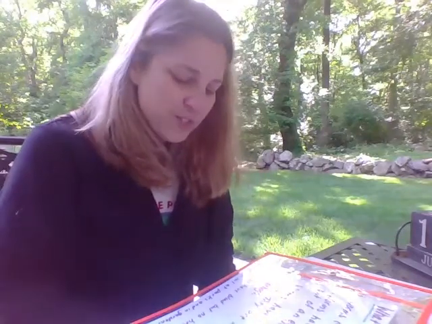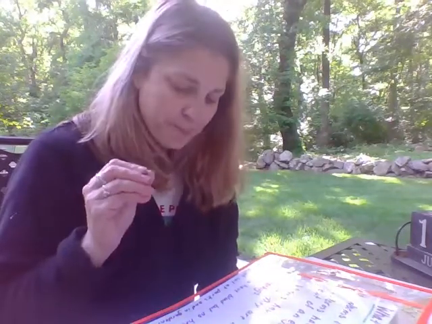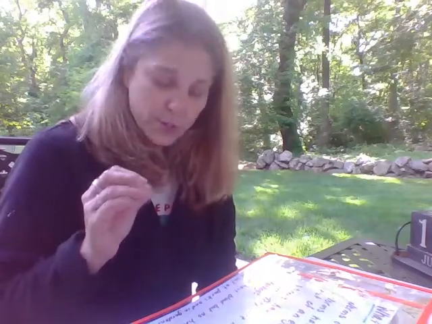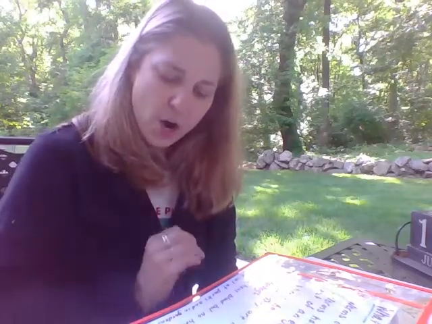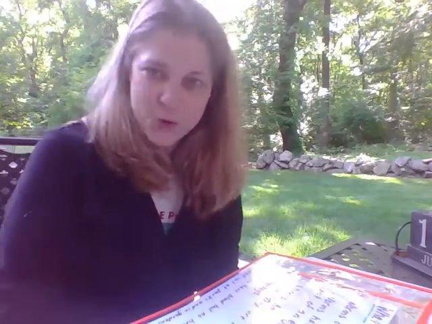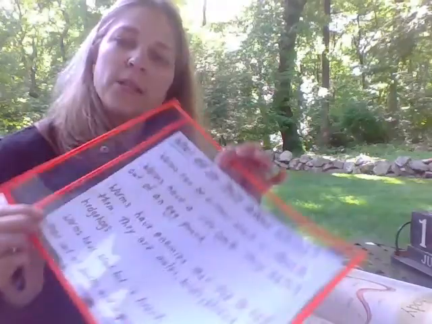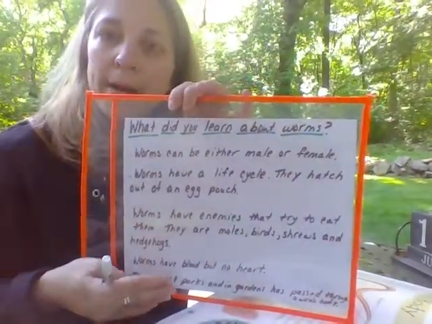Worms have blood but no heart. Moist soil, that means soil that's a little bit wet. Most soil at parks and in gardens has passed through a worm's body. So most soil has passed through a worm's body. I think that's a very interesting fact. So this is what I learned about worms, and I included it in my writing.